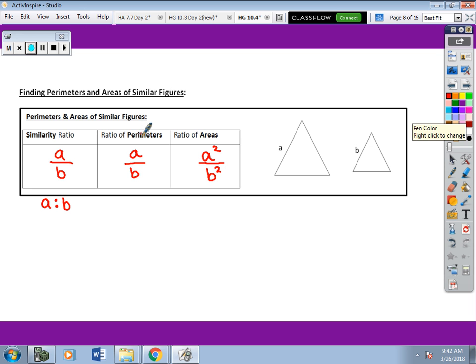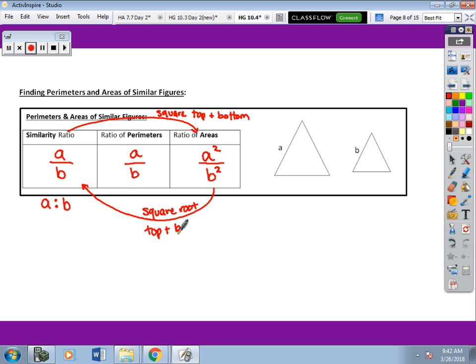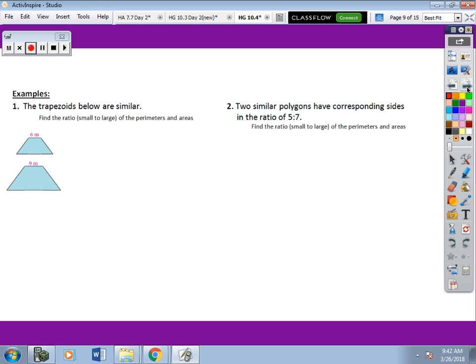So if you're given the ratio of the perimeters or the similarity ratio to get to the area, you would just square the top and bottom. If you were given the ratio of the areas and you wanted to work backwards, what would we have to do? To get rid of a square, we would have to square root the top and bottom. And then sometimes we will write a cross proportion, and we will cross multiply those to get an answer.